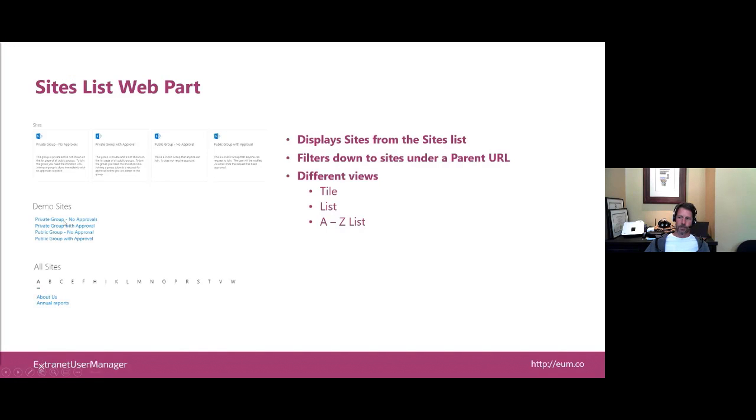So we've got different views. We can have just a straight list. We can see the A to Z if we've got lots of teams that we want to navigate through, or we've got richer tile views that can give you some description of what those groups are as part of that.